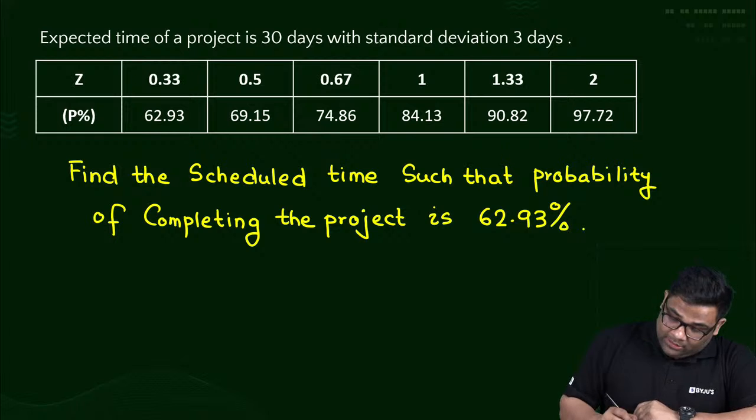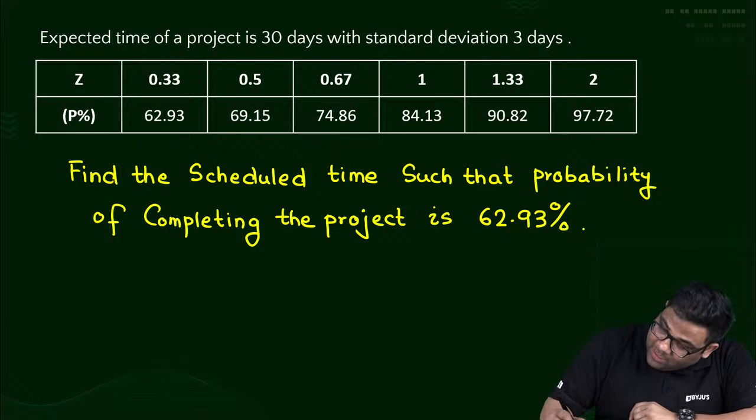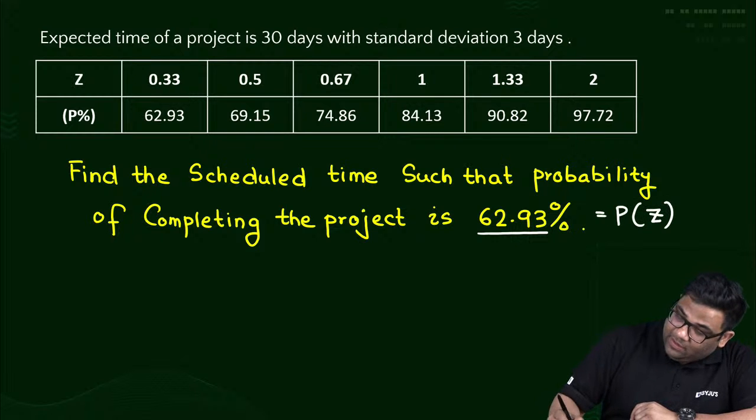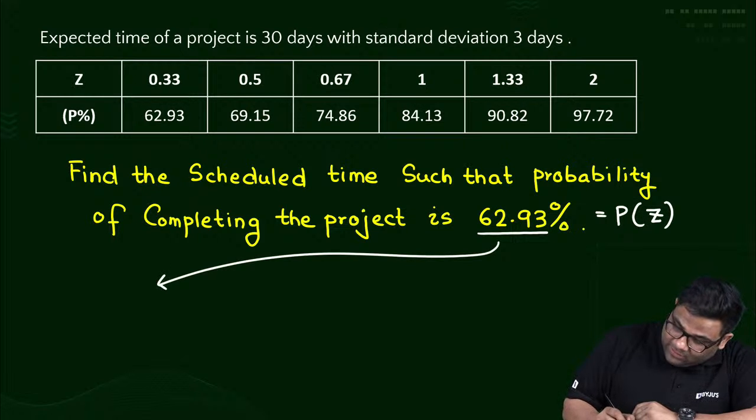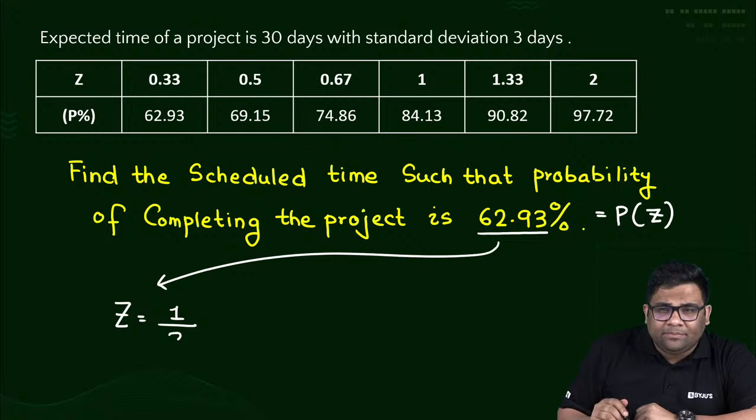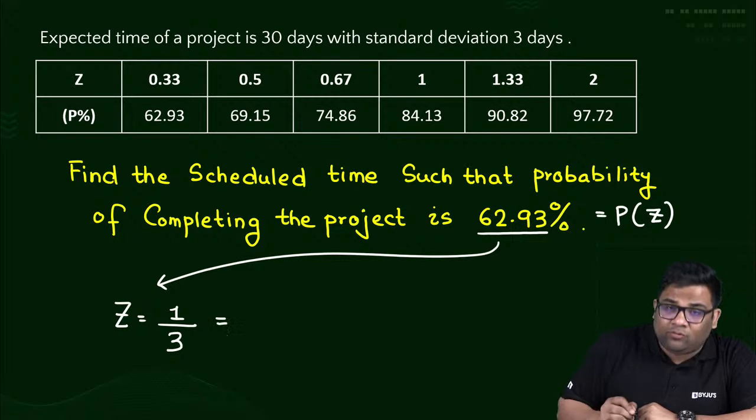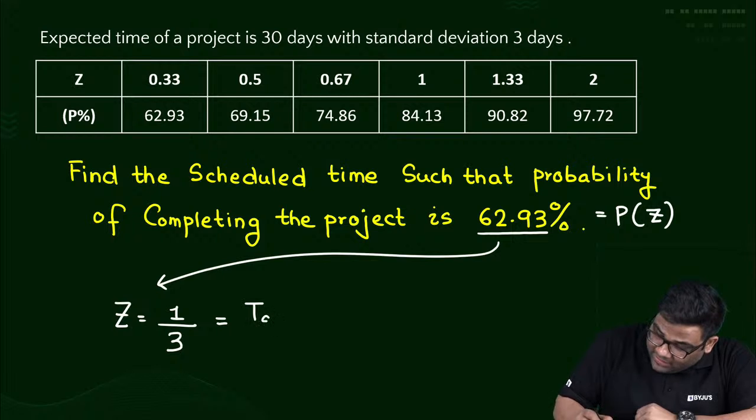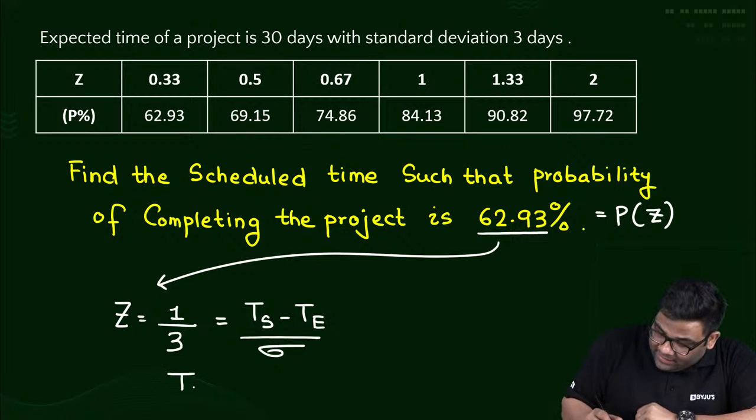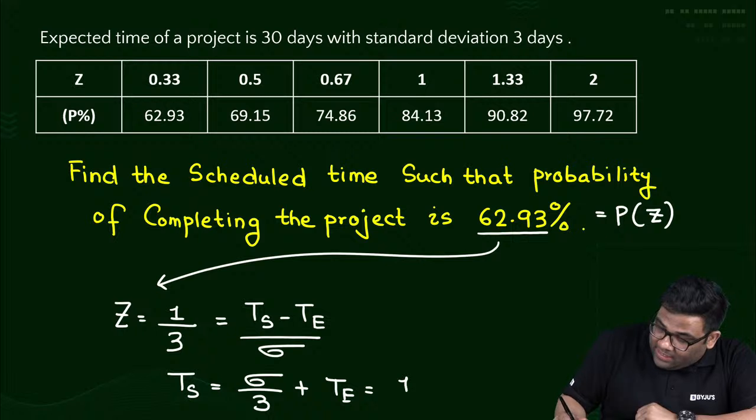Okay. So the answer is, you see, for this probability, this is the probability P of Z. What is the Z you are getting? For this probability, Z is how much? Z is 0.33. I can say 1 by 3. Now this 1 by 3 is actually equal to what? Z is TS minus TE by sigma. So from here I can say TS will be equal to sigma by 3 plus TE. Sigma by 3 will be 1 and TE is 30. That is how much? 31 days.